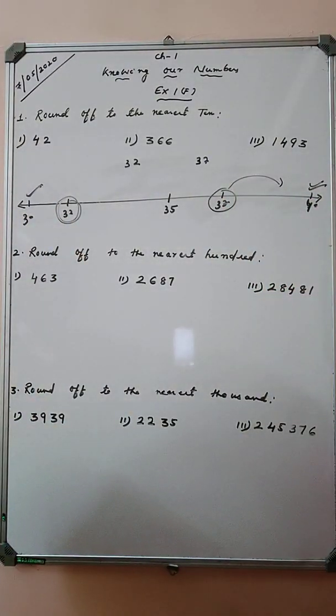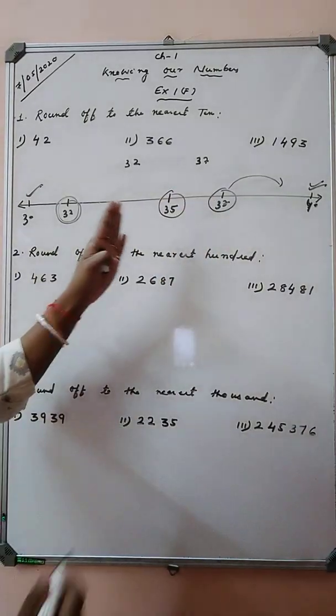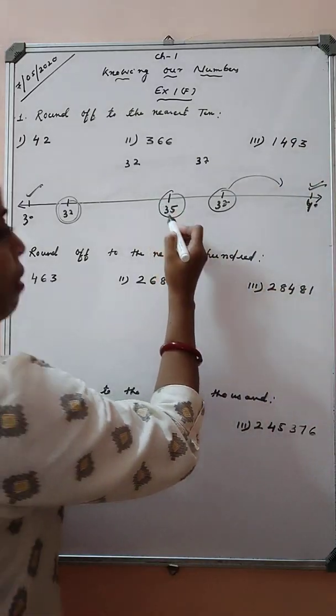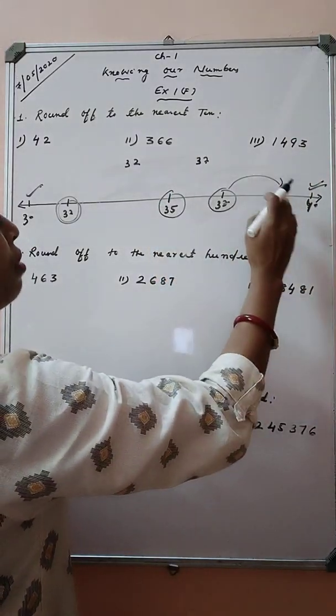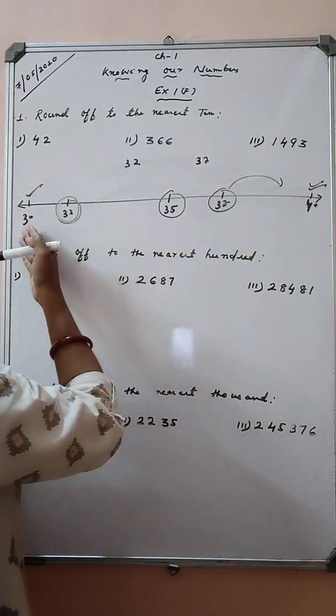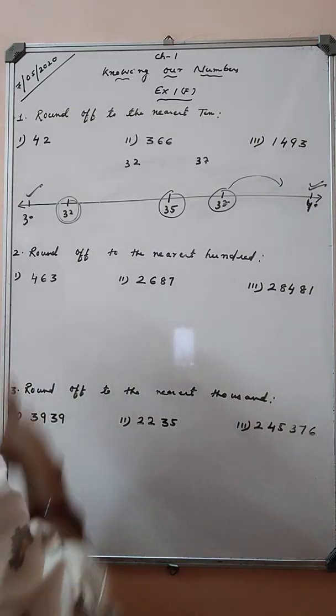So what is the logic, students? And what about this 35? 35 is always rounded up. So 5 and above 5 will be rounded up. Less than 5 will be rounded down. This is the logic, students. Now let us understand the rule.